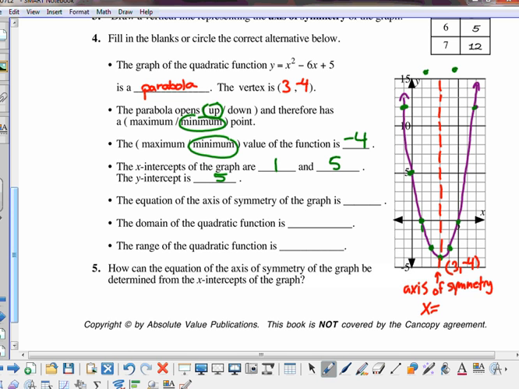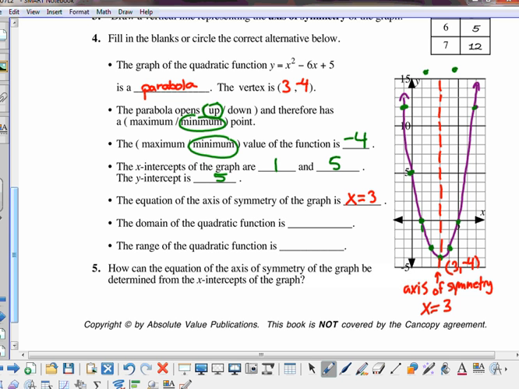So what's our x value at this point? No, the x value. 3. X equals 3. So our equation for the axis of symmetry will be x equals 3. It's x equals whatever the x value is at the vertex, or minimum point. Okay? So that would be the vertical line, x equals 3. So always just look at your vertex to get your axis of symmetry. And always look at your vertex to get your max or min value.